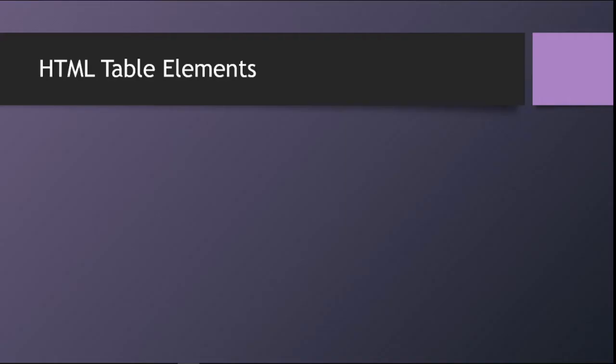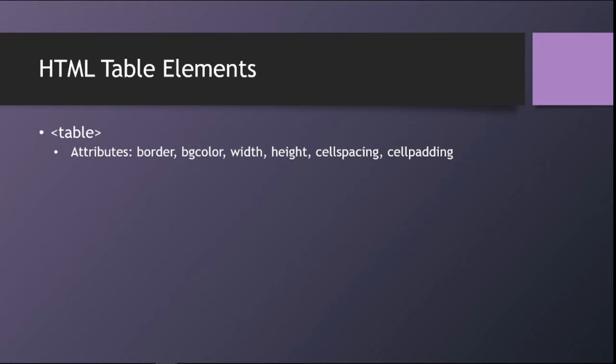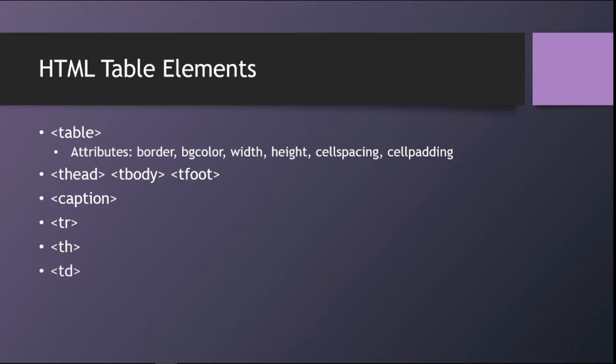There you have it. Now we have the HTML table elements. This element defines the HTML table. It has attributes like border, background color, width, height, cell spacing, and cell padding. These are the table header, table body, table footer, respectively. This one puts a title or caption to describe the HTML table. This one defines the row of the HTML table. This one defines the header of each column. And this one defines the data cells, or technically, it represents the columns of the HTML table.